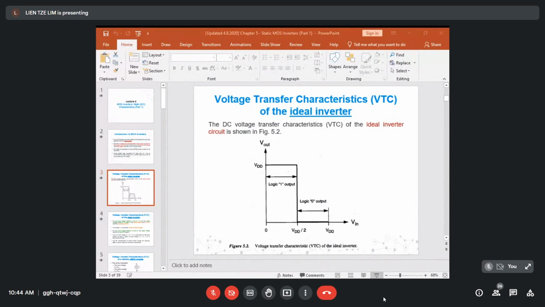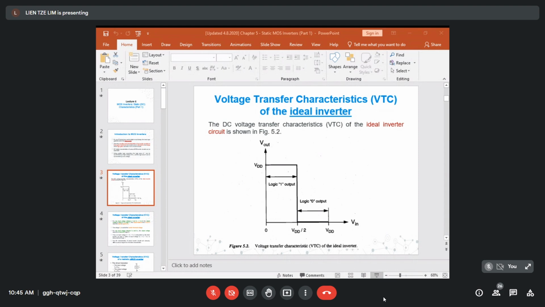Okay, so this is the VTC graph. How should we interpret this graph? This graph is V out versus V in. For any input voltage to the inverter, there will be a change in V out.